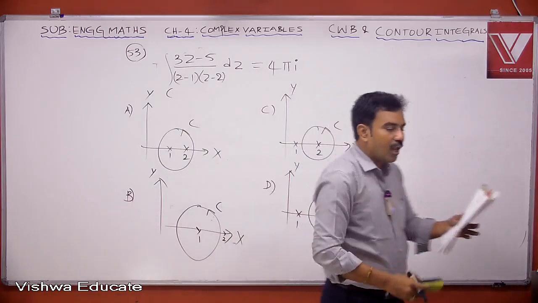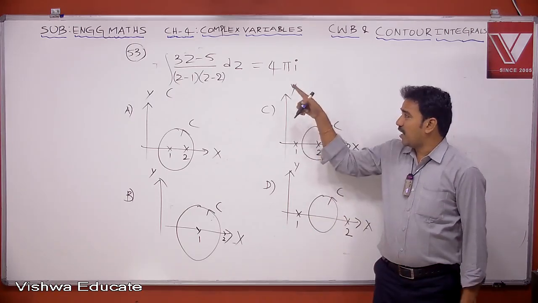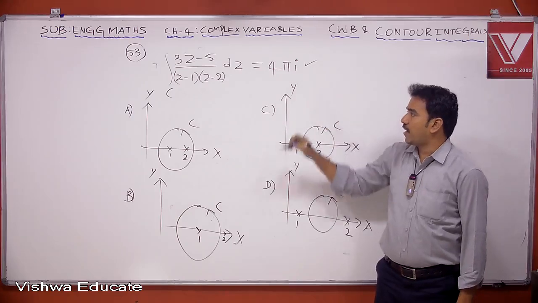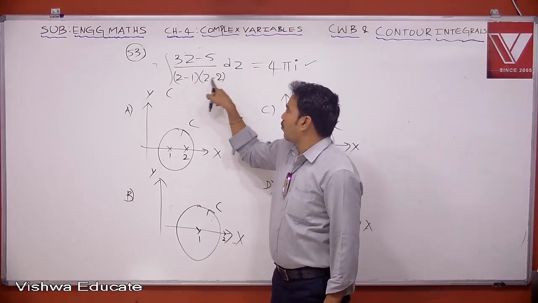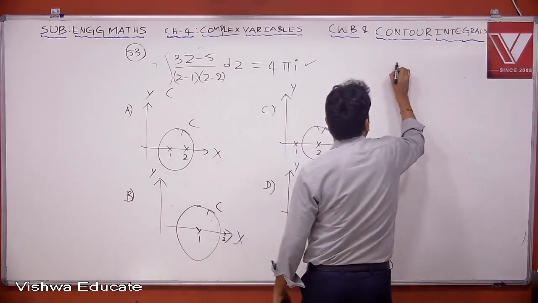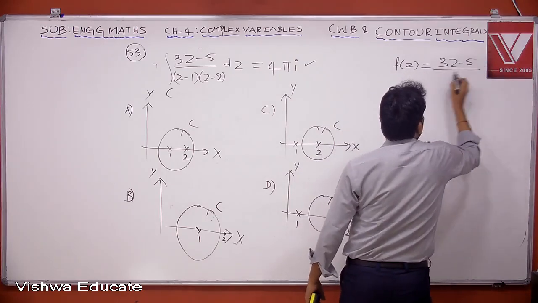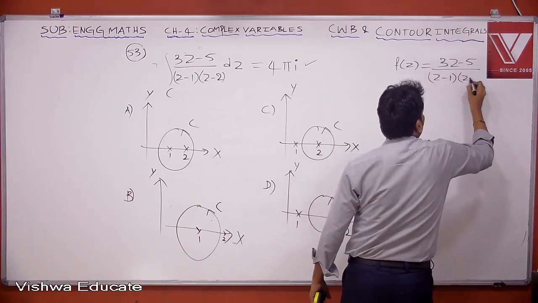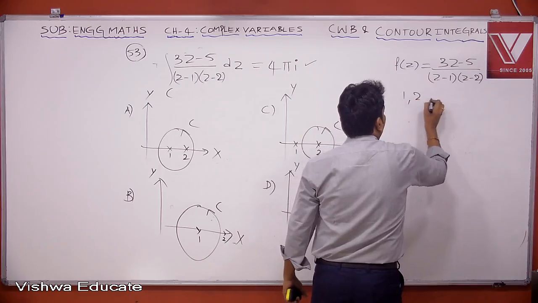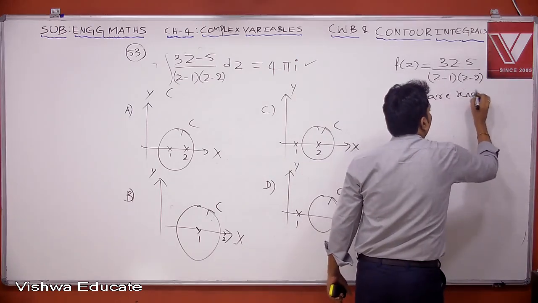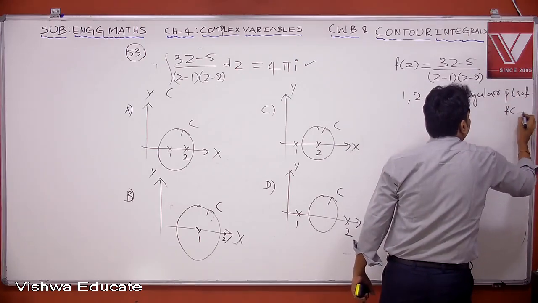So till now we have handled many questions when C is given directly. But in this case, the contour integral value is directly given as 4 pi i. They are asking for the correct path of C. So what are the singular points of the function? My f of z is (3z minus 5) divided by (z minus 1)(z minus 2). So 1 and 2 are singular points of f of z.